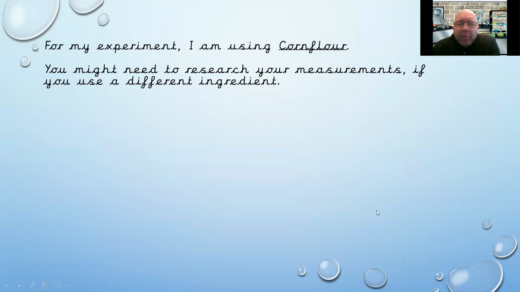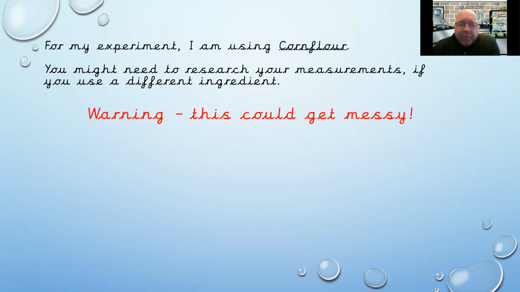Now, for my experiment, I'm using corn flour. It was just the easiest one to get hold of. So that's the reason I chose it. You might need to research your measurements if you use a different ingredient. So if you do decide to use either the custard or the cornstarch, you might just need to do a quick Google search to see what the mixture needs to be. Okay, so the ingredients or the measurements I'm going to give you are for corn flour.